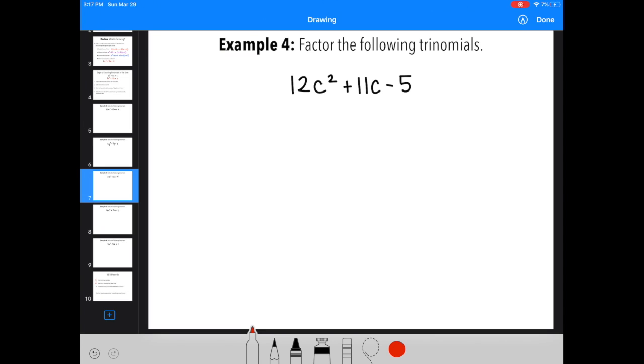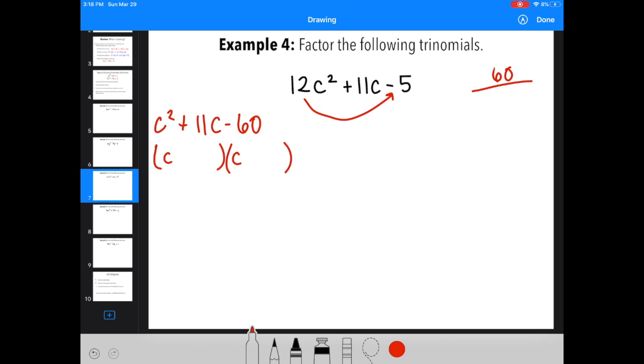All right, time to slip that 12 over to factor. So 12 times 5 gives me 60. C squared, oh, yikes, plus 11c minus 60. Now I factor. So let me think about my quantities of 60. This is a big one. 1 and 60, 2 and 30, 3 and 20.